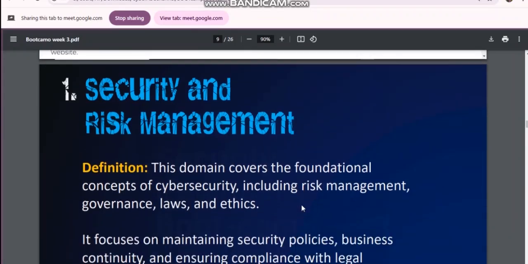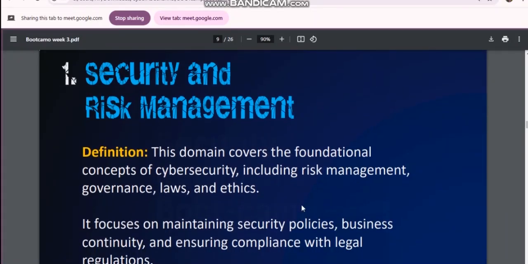So let's quickly run through the 8 domains, and we'll call it a day, so I will have time for us to register and start up. The first domain here is security and risk management. This domain covers the foundational concept of cybersecurity, including risk management, governance, laws, and ethics. It focuses on maintaining security policies, business continuity, and ensuring compliance with legal regulations.